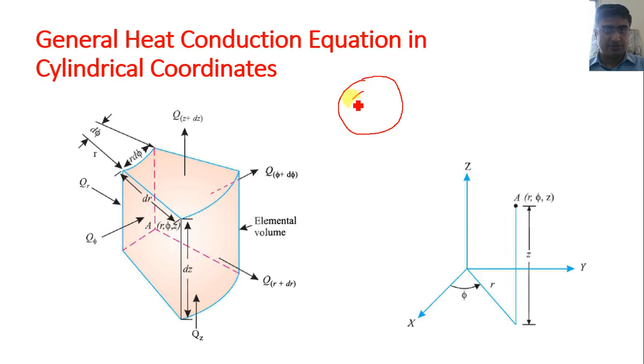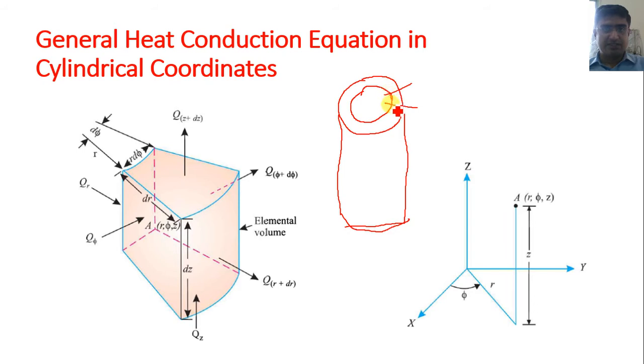Here you can see the top view of the cylinder, and here is the length of the cylinder. Now what happens if we cut this cylinder like this? Then you can see the same figure which is drawn.